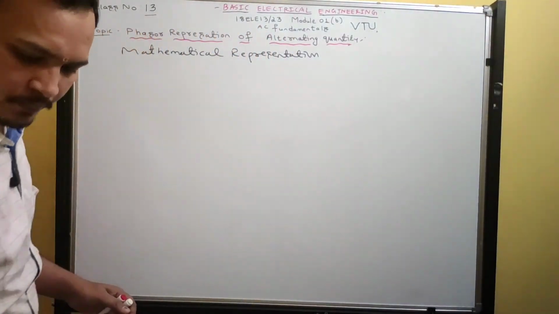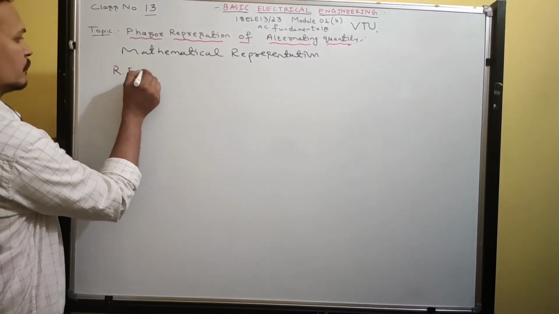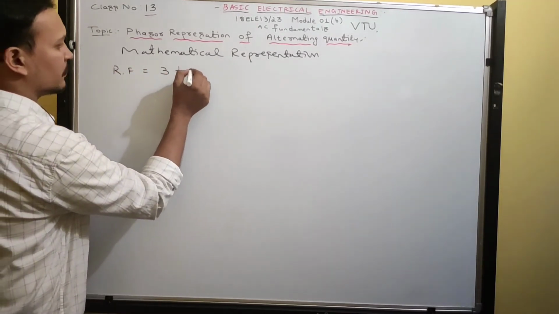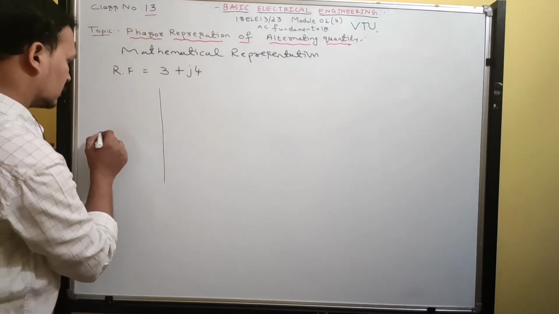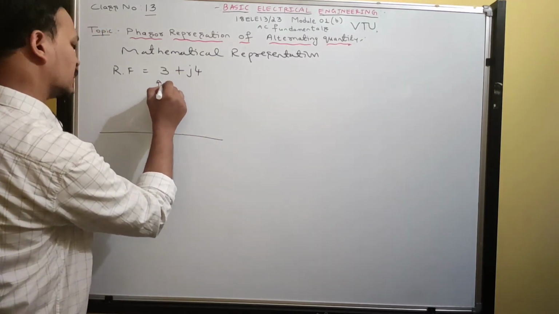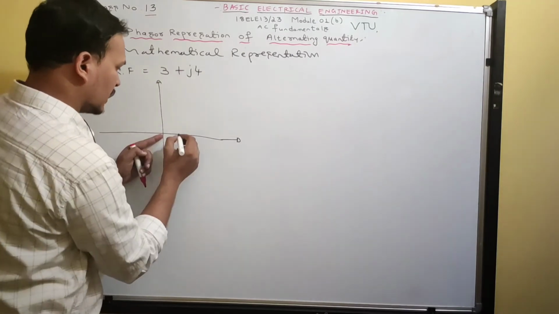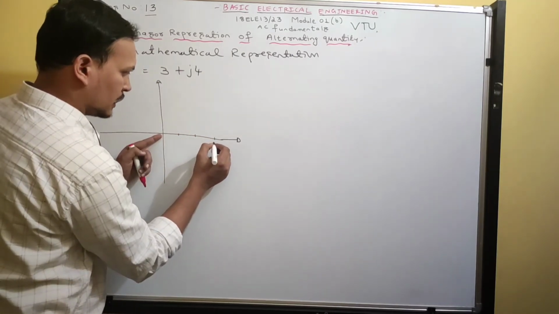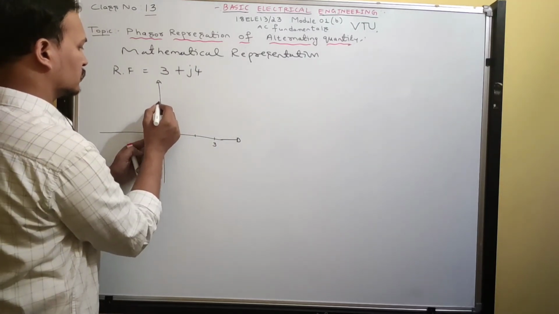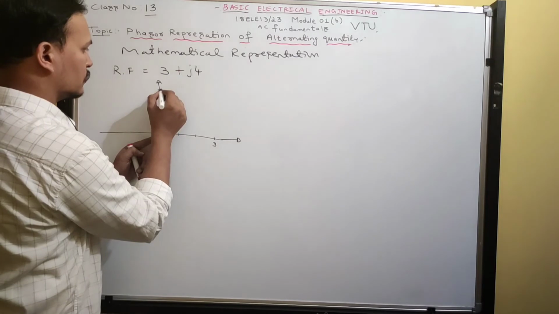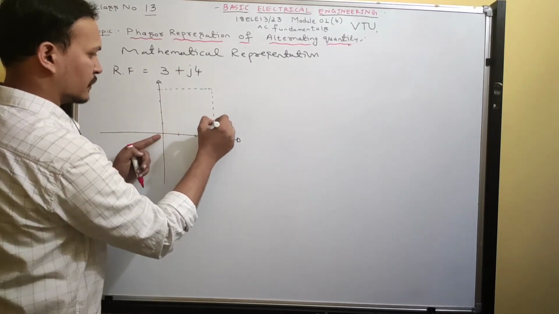Now we can take the same problem. In rectangular form, I have given the value 3 plus j4. Now draw the phasor, the diagram for this rectangular form. What is the real part? 3 units: 1, 2, 3. And what is the imaginary part? 1, 2, 3, 4 units. So you join both the units.